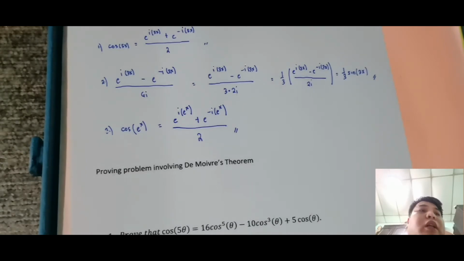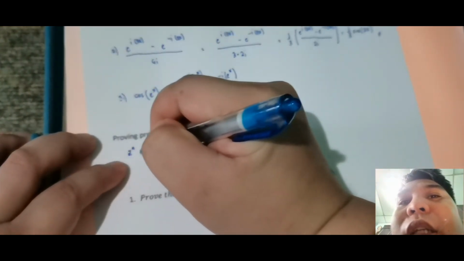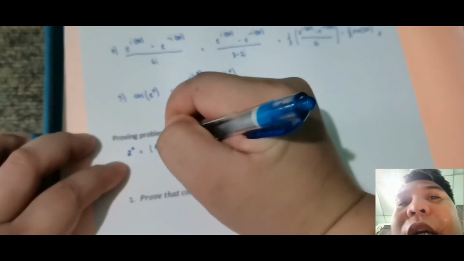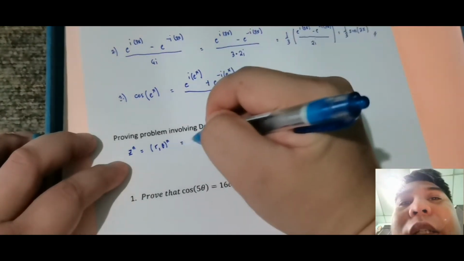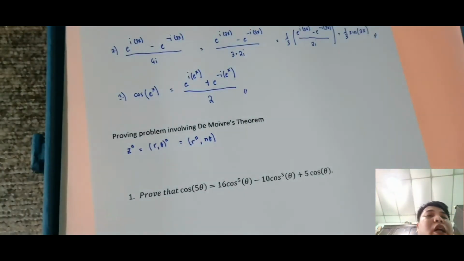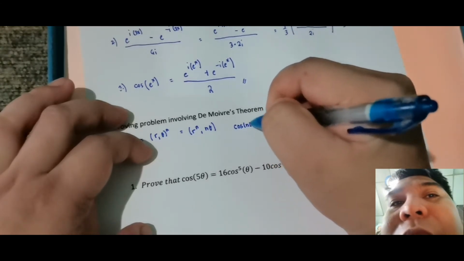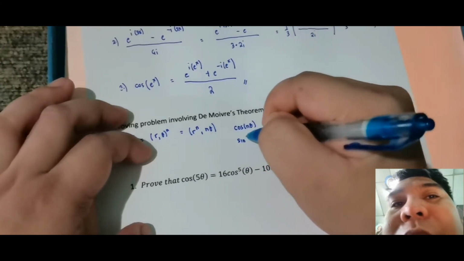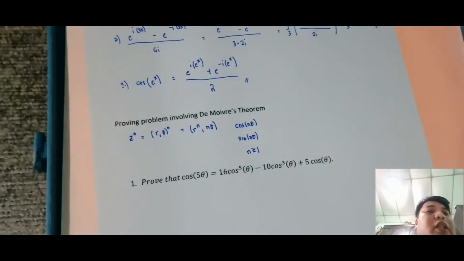So kung naalala mo, ano si De Moivre's theorem? Ano sabi ni De Moivre's theorem? So if we have z raised to n, that is equivalent sa r, theta raised to n, which is equivalent sa, sabi niya, that is r raised to n, then n theta. Okay, ngayon, ano ba ginagawa natin dito? So, ano ba goal ng proving problem involving the Moivre's theorem? So, ang goal natin, mahanap natin yung mga value ni cosine n theta, tapos si sine n theta, where yung n is greater than or equal to 1, which is a natural number.